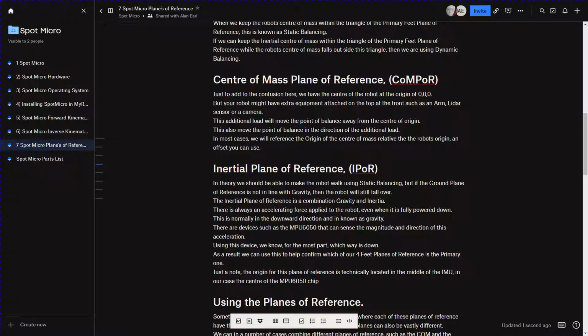In this case, we take the direction of the planes coming from the inertial plane of reference and combine it with the origin of the center of mass plane of reference. That gives us a hybrid plane, and we can use that to help work out where the center of the robot is relative to its feet.